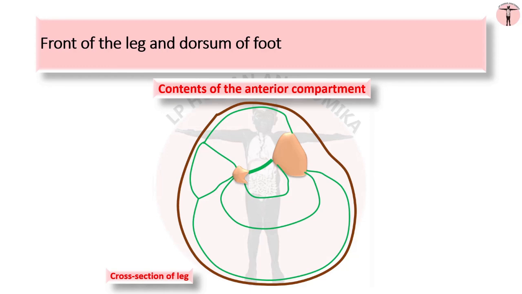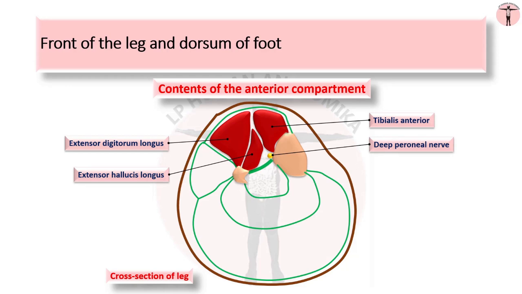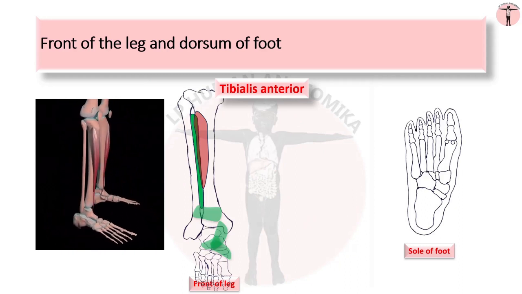The contents of the anterior fascial compartment of the leg: there are four muscles in the anterior compartment of the leg: tibialis anterior, which arises from tibia, extensor hallucis longus, extensor digitorum longus, and peroneus or fibularis tertius, which arises from the fibula. Collectively, they dorsiflex the foot at the ankle joint, extend the toes, and invert the foot. All the muscles are innervated by the deep fibular or peroneal nerve, which is a branch of the common fibular or peroneal nerve, and supplied by the anterior tibial vessels.